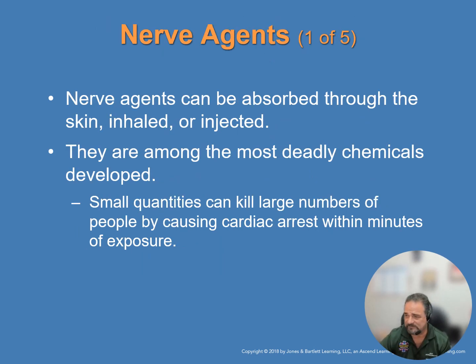Nerve agents. This normally is not something that we come into contact with. It's only when there's usually a terrorist type of act that's happened. We don't have any nerve agents just hanging out from the grocery store or the pharmacy. It just doesn't exist. They are among the most deadly chemicals developed. Small quantities can kill large numbers of people by causing cardiac arrest within minutes of the exposure. So you need to make sure that we identify what this is, stay away from it.